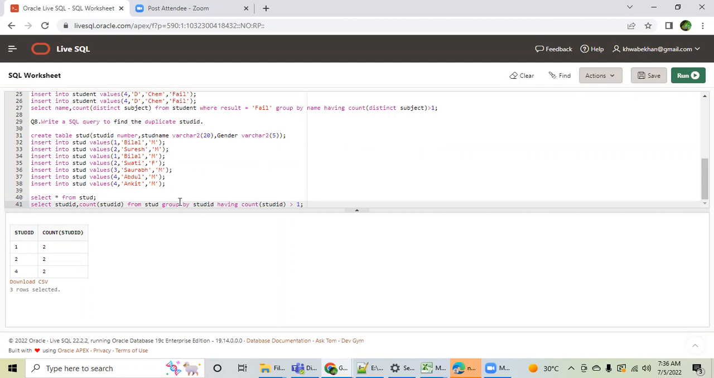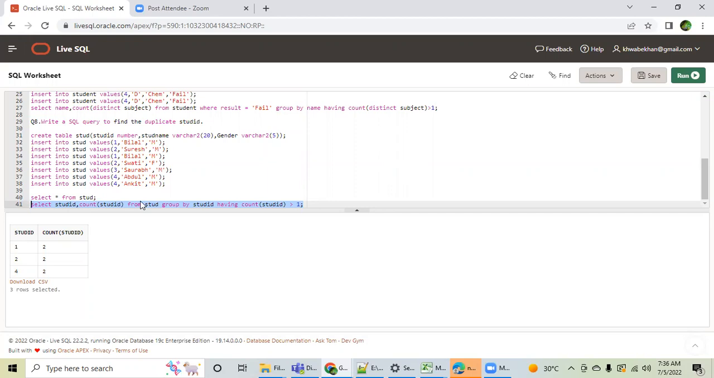Is my question clear? I'm telling you this query on line number 41 is not correct. But when I executed this, I got the correct output. Student IDs 1, 2 and 4 are duplicate, and it is telling that yes, they are duplicate. This query is giving the correct output. Even then, I'm telling you this query is not correct. So think and tell me about a scenario for which this query is not correct.